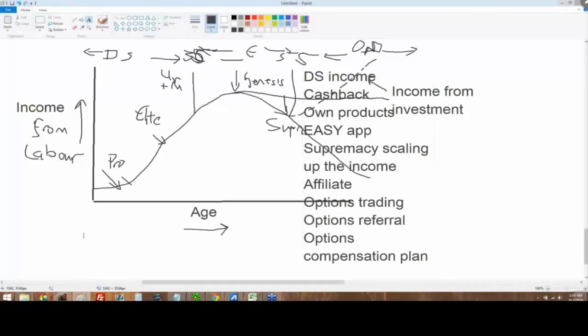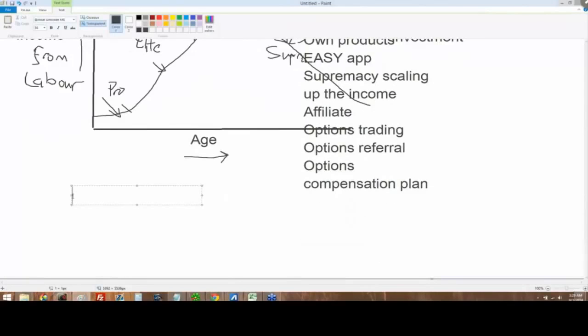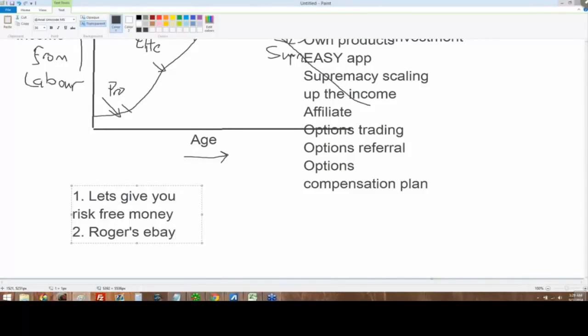So what we decided to do was actually fix that by making a three-step system. Step one was, let's give you risk-free money. Then step two was Roger's eBay training. At that time, we didn't have any of the software to go with it, so we did have some discrepancies. But it was great. Nobody still had something as good as that anyway. And then, of course, we had this third thing, which was, let's sell overpriced coffee and give you illusions of freedom. Okay?